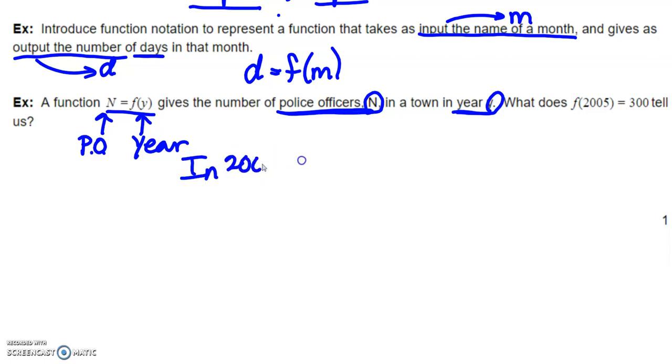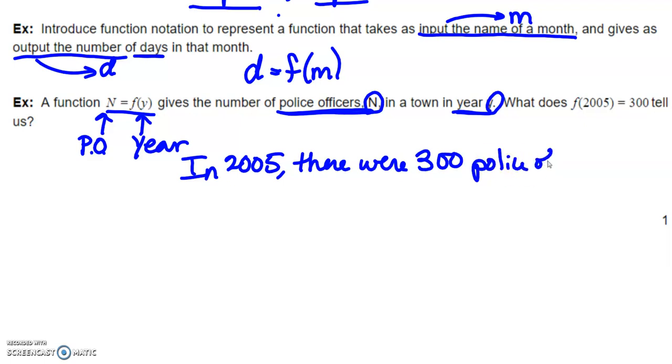2005, there were 300 police officers. Okay? So, in 2005, there were 300 police officers. That is the meaning of F of 2005 equals 300. Again, a simpler way to write things and be able to simplify what we have going on there.